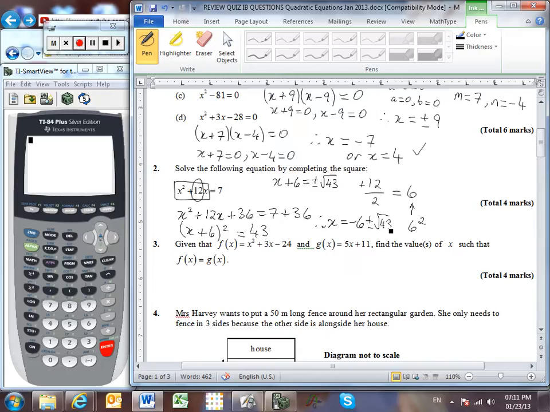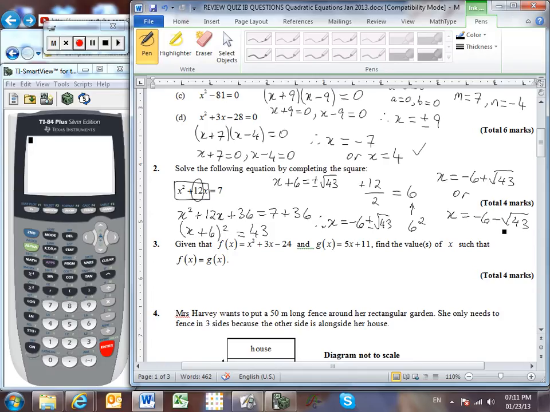And if you wanted, I guess you could express these as separate answers, although it's not necessary. You could say it's negative 6 plus square root of 43, and the other solution in this quadratic equation, remembering that almost all quadratic equations will give you two solutions, your other one is negative 6 minus root 43. Let's move on to question number 3.